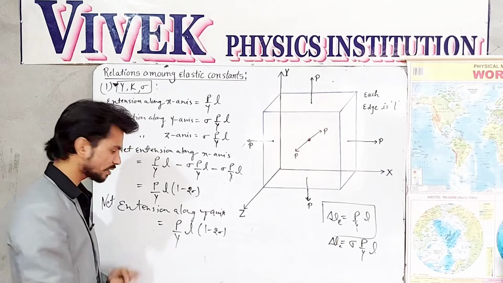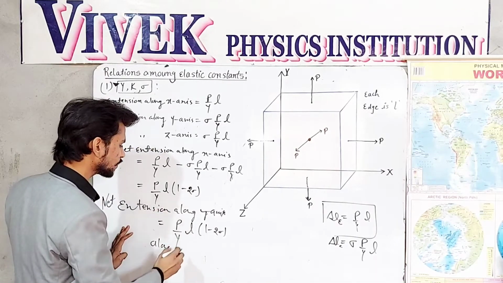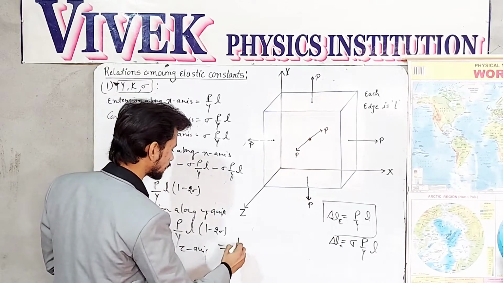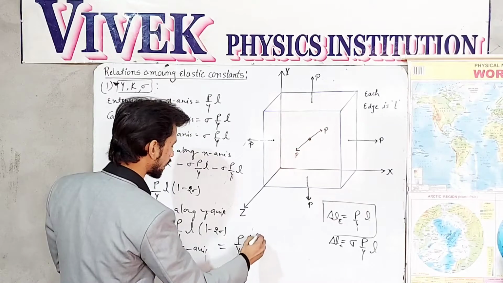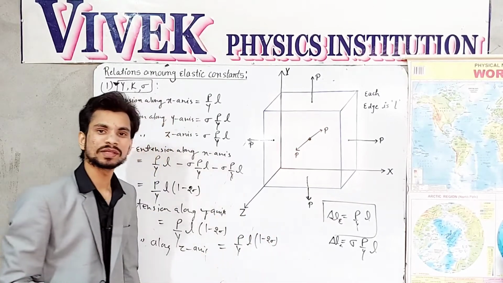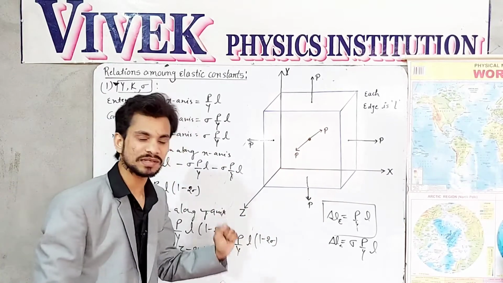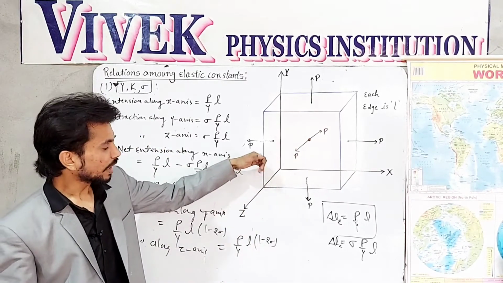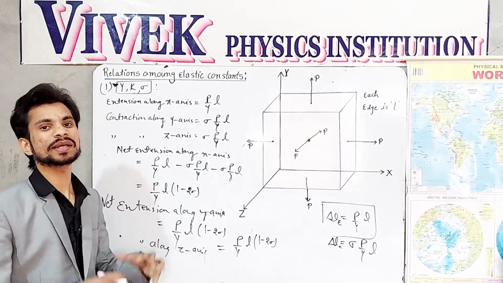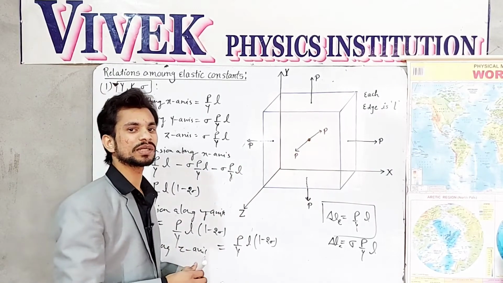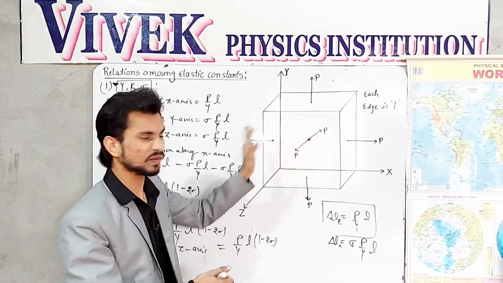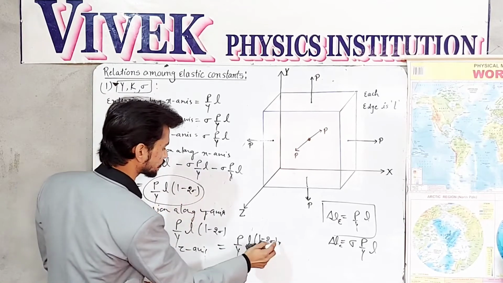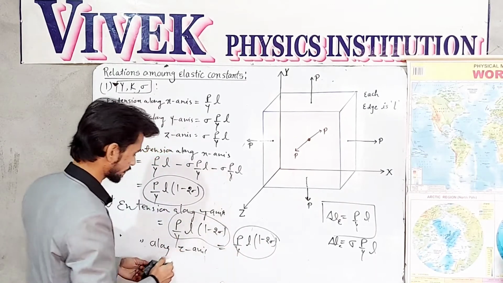This is along the y-axis, and the same along the z-axis. Net extension along the z-axis will also be the same, that will be P over Y times L into 1 minus 2 sigma. These are the three net extensions along the x, y and z axis edges of this cube on account of the normal stresses along the x, y and z axes having the same value P. So the net extension formula is this, which is the same for the three axes.